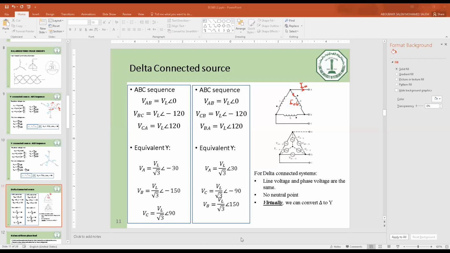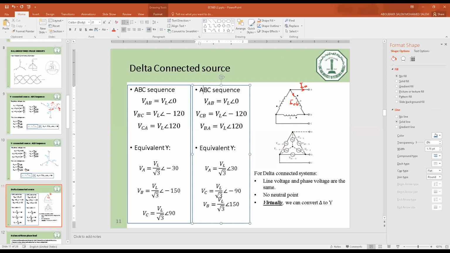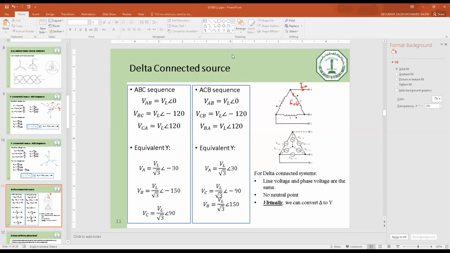Screen? No. Something happened. Now you can see? No. Yes. Okay. Doctor, all of them are ABC sequence in this slide. Sorry, it's another type of error. Okay.